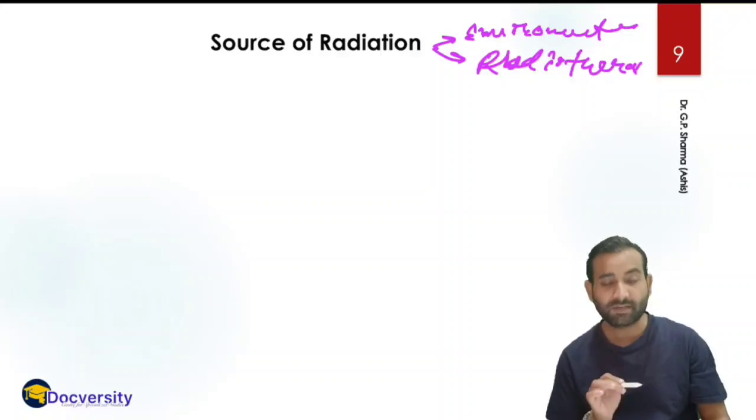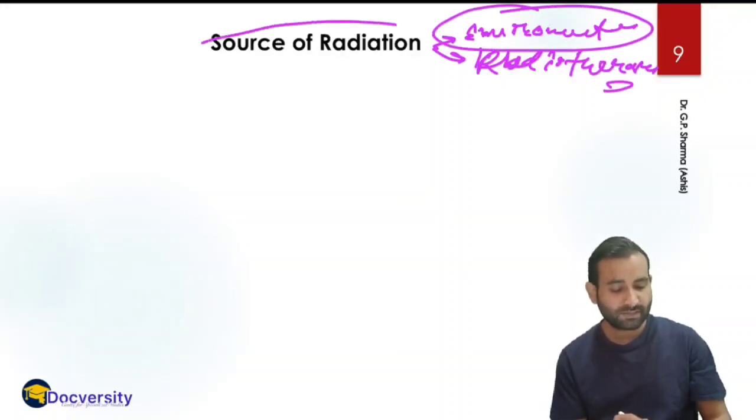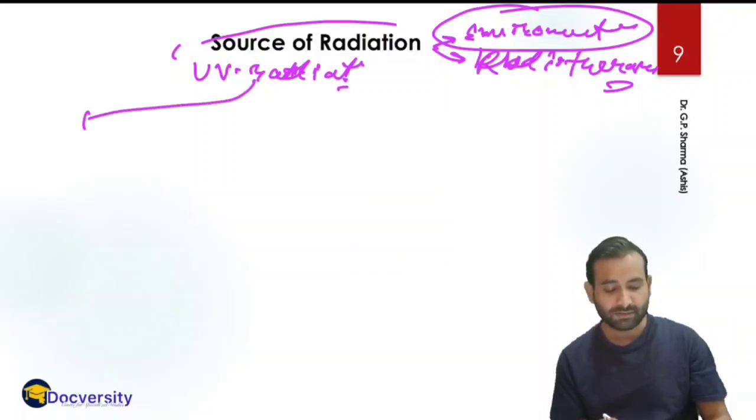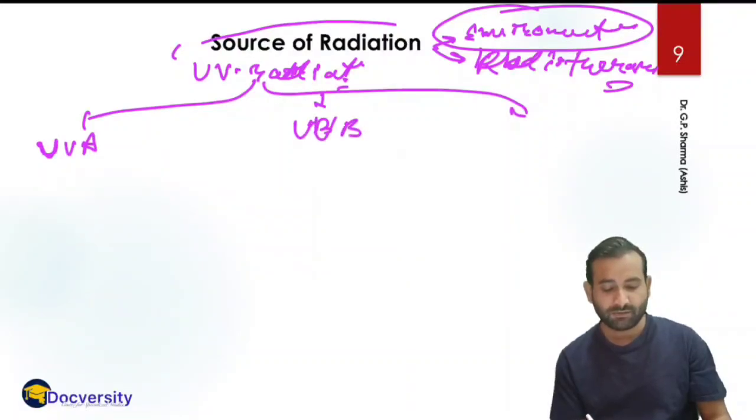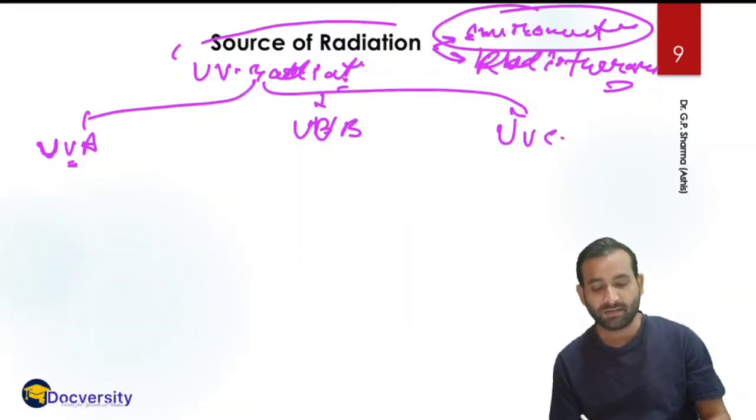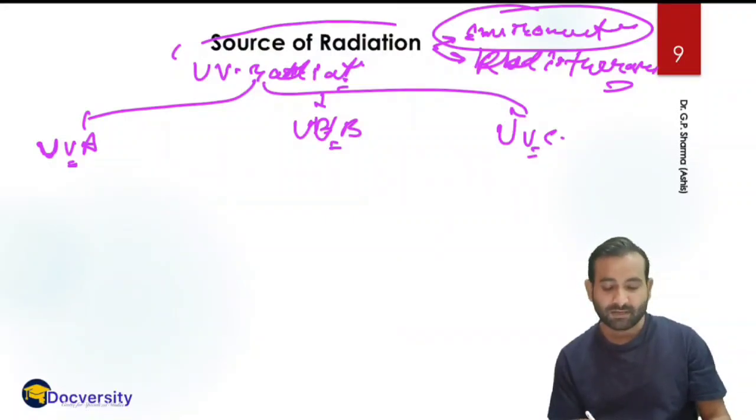We are exposed to radiations, right? So let's talk about the environmental source. Environmental source, we discuss here the UV radiation, right? UV radiation, we divide this into 3 categories. Is that okay? So we have the UVA, the UVB, and the UVC. UVA means ultraviolet ray type A, ultraviolet type B, ultraviolet radiation type C, right? So let's discuss this.